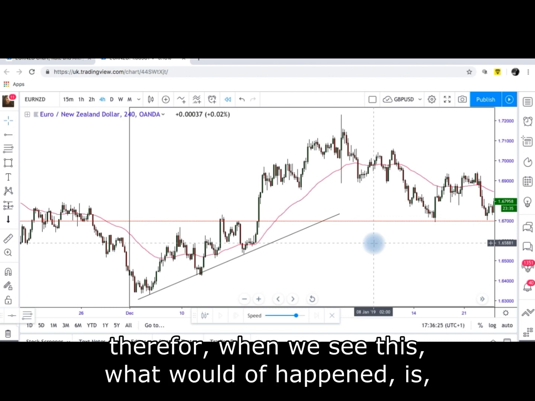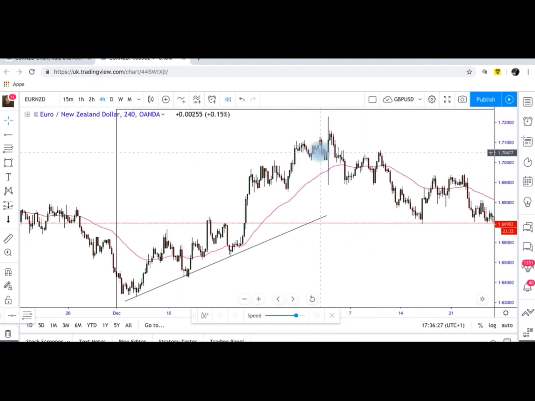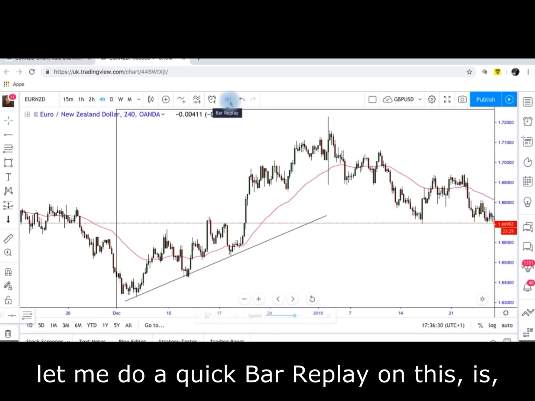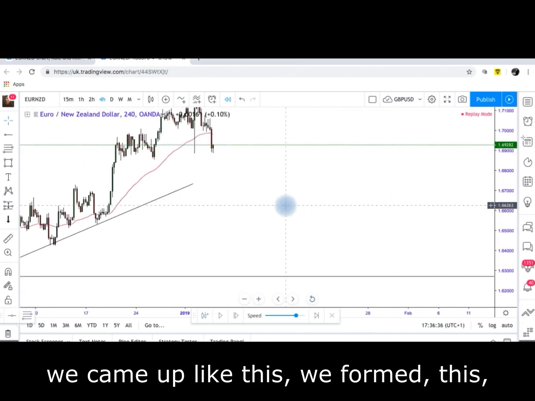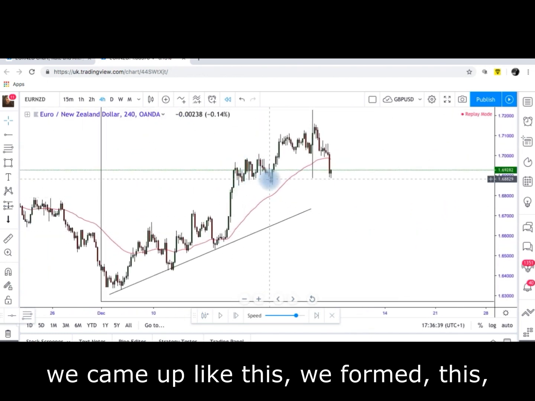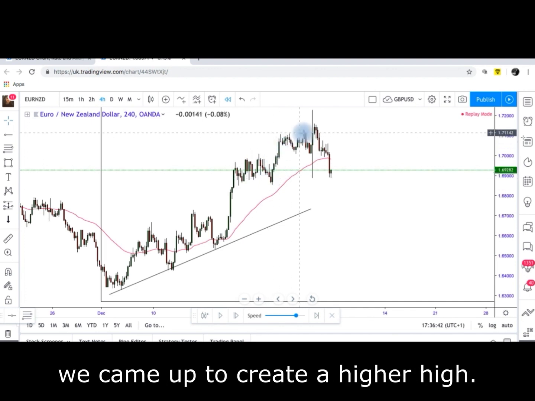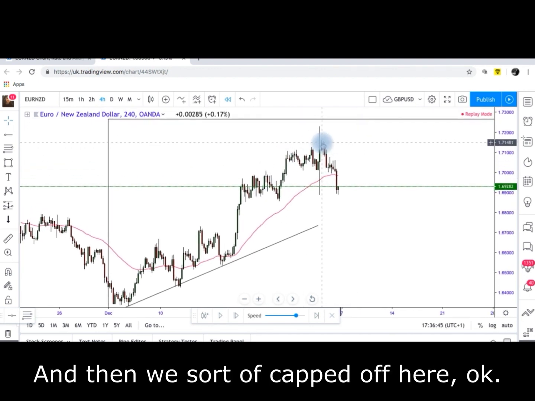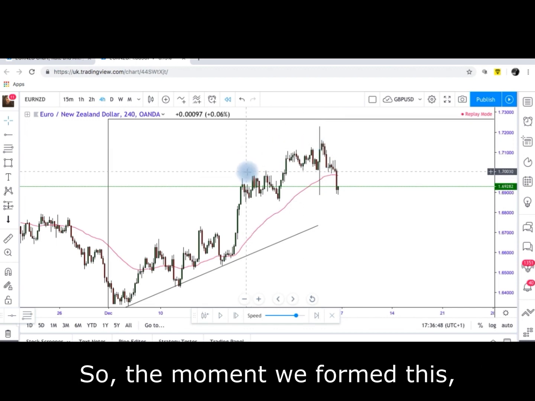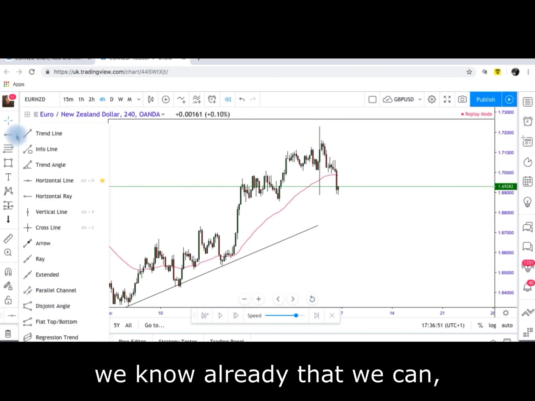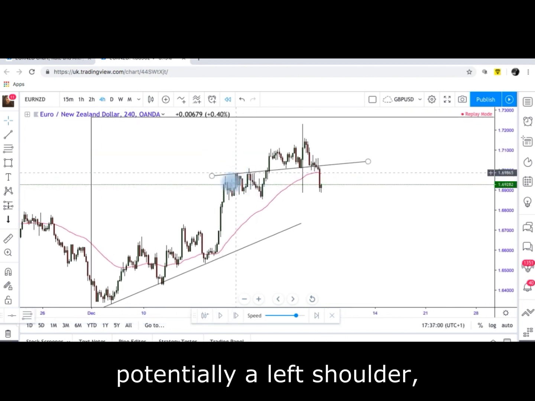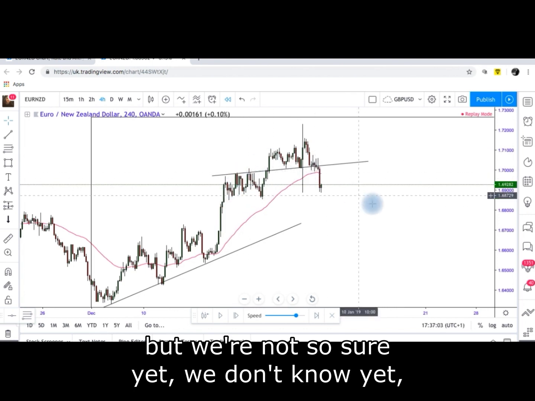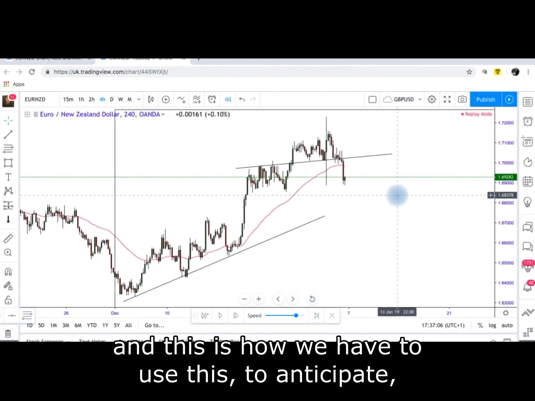So therefore, when we see this, what would have happened, let me do a quick bar replay on this, is we came up like this, we formed this where we retraced slightly, we came up to create a higher high, and then we capped off here, okay? So the moment we form this, we know already that we can put a resistance on what we believe to be potentially a left shoulder. But we're not so sure yet. We don't know yet. And this is how we have to use this to anticipate future price.